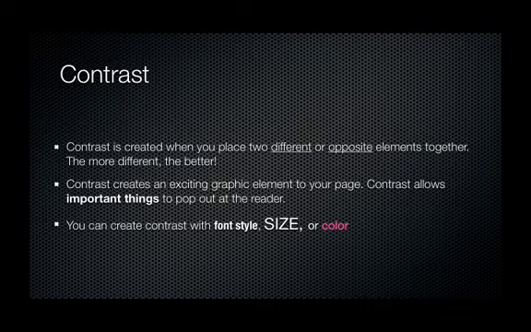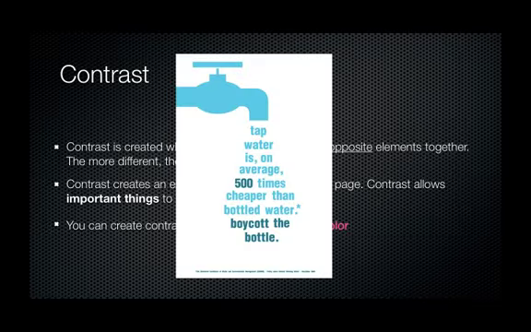As we can see on the screen right now, the title is using contrast to pop out, so we know that this is the topic. Let's look at some other examples. Here is an advertisement. Pretty simple. Tap water is, on average, 500 times cheaper than bottled water. Boycott the bottle. But if you were just to glance at this for 1 second, the first thing your eye goes to is boycott the bottle at the very bottom. They're using contrast in color to make our eye go to the most important point they're trying to make in this advertisement.